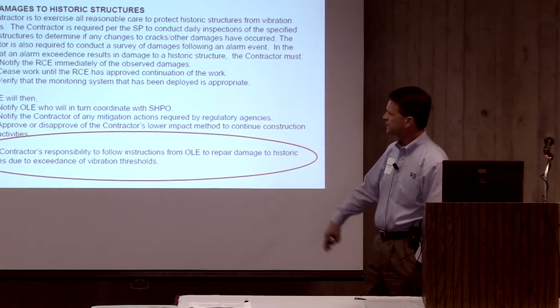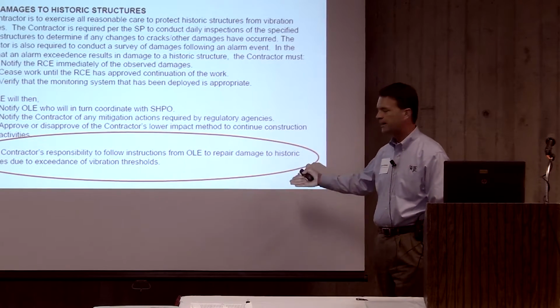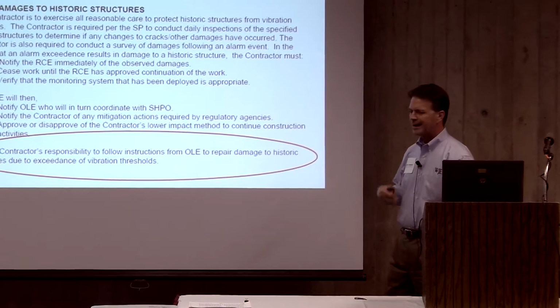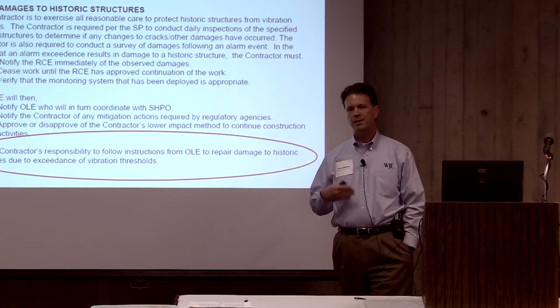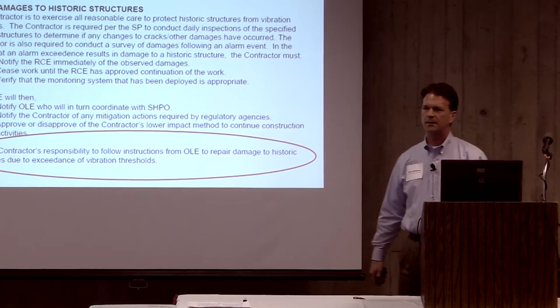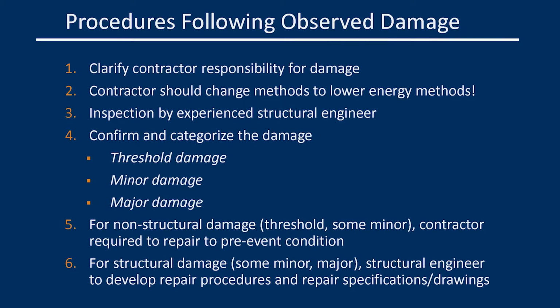It's the contractor's responsibility to follow the instructions of the OLE to repair the damage to the historic structure due to exceedance. So how does that happen? What should that repair be? That's really the subject of this presentation, okay? And here's how I boil it down. This is really an overall blueprint of what should happen. And this is really my only slide, and then I'll get to an example. Well, I've got one more slide after this.